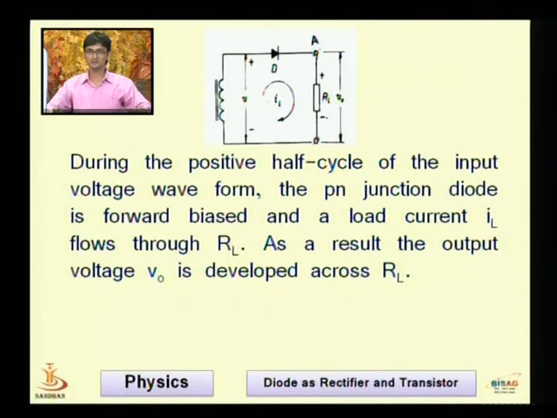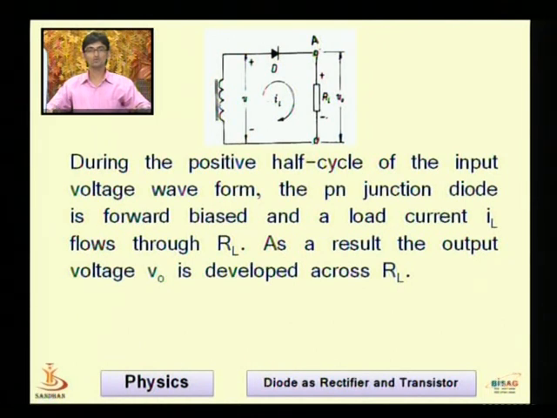The diode is receiving the positive pulse, that is from 0 to pi. The diode is getting the positive pulse at the anode side and it is conducting. So during the positive half cycle of the input voltage, the PN junction diode is in forward bias and a load current IL flows through the RL.